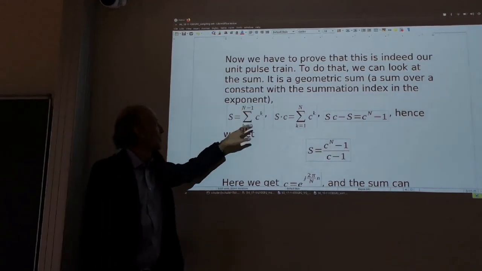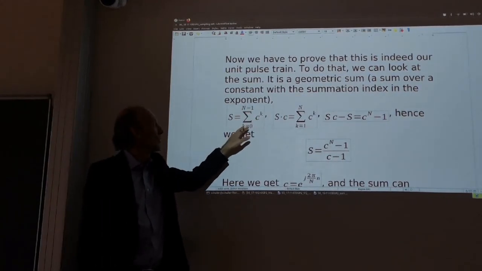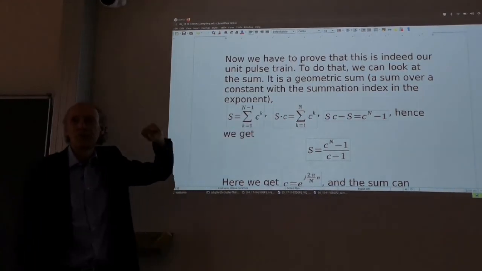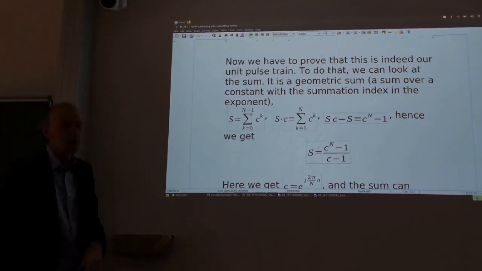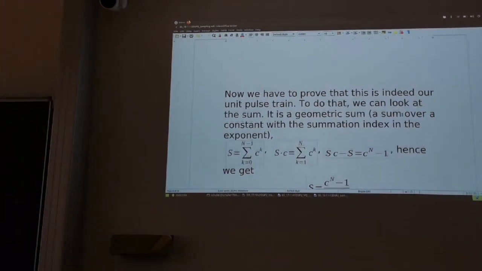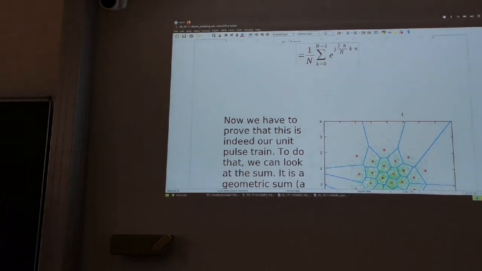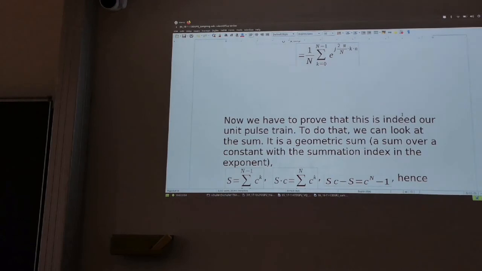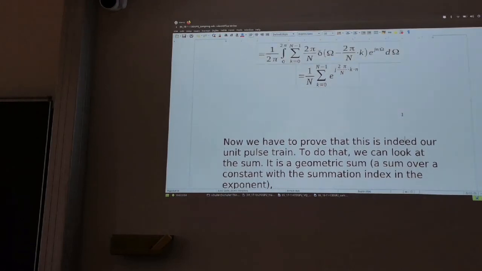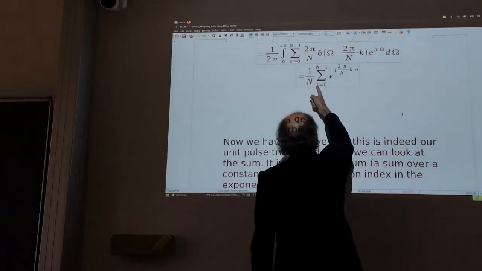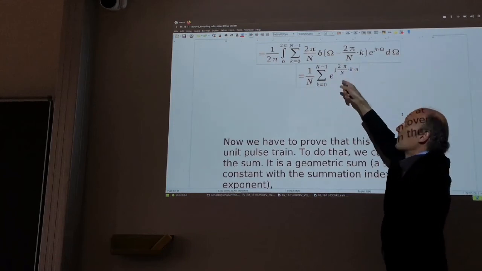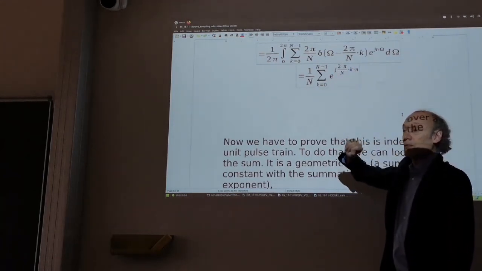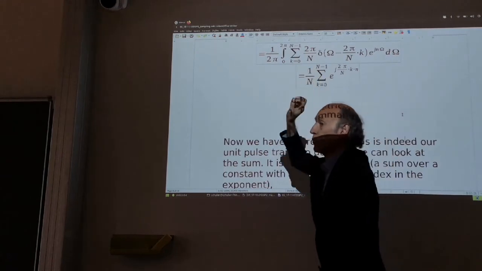So this is the general form of a geometric sum. You have some constant, and then you have the sum index in the exponent. And this sum goes from 0 to n minus 1. So here I dropped this 1 over n for convenience. And you see here, we have this k in the sum, and here the k is an exponent, and the rest is our constant c. And I'm omitting this 1 over n for the moment.